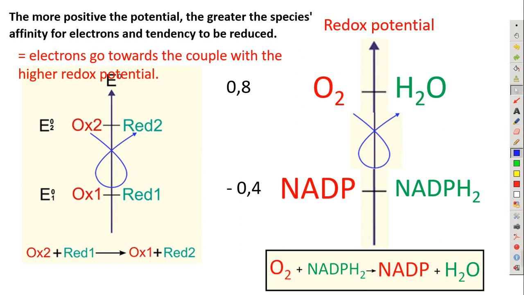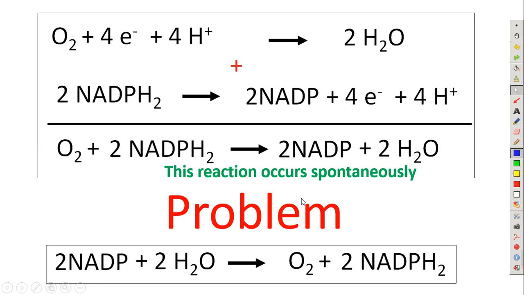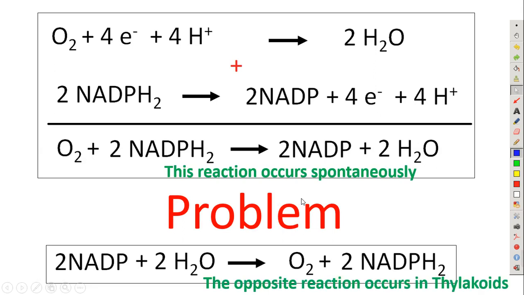Okay, so this is a lot of information, but what you can remember from this is that according to chemical and physical rules, because of redox potentials, the equation that can naturally occur is O2 plus NADPH2 will give NADP plus H2O. But the problem is, and that's what we're going to see in the next slide, this reaction, this is a balanced version, occurs spontaneously.